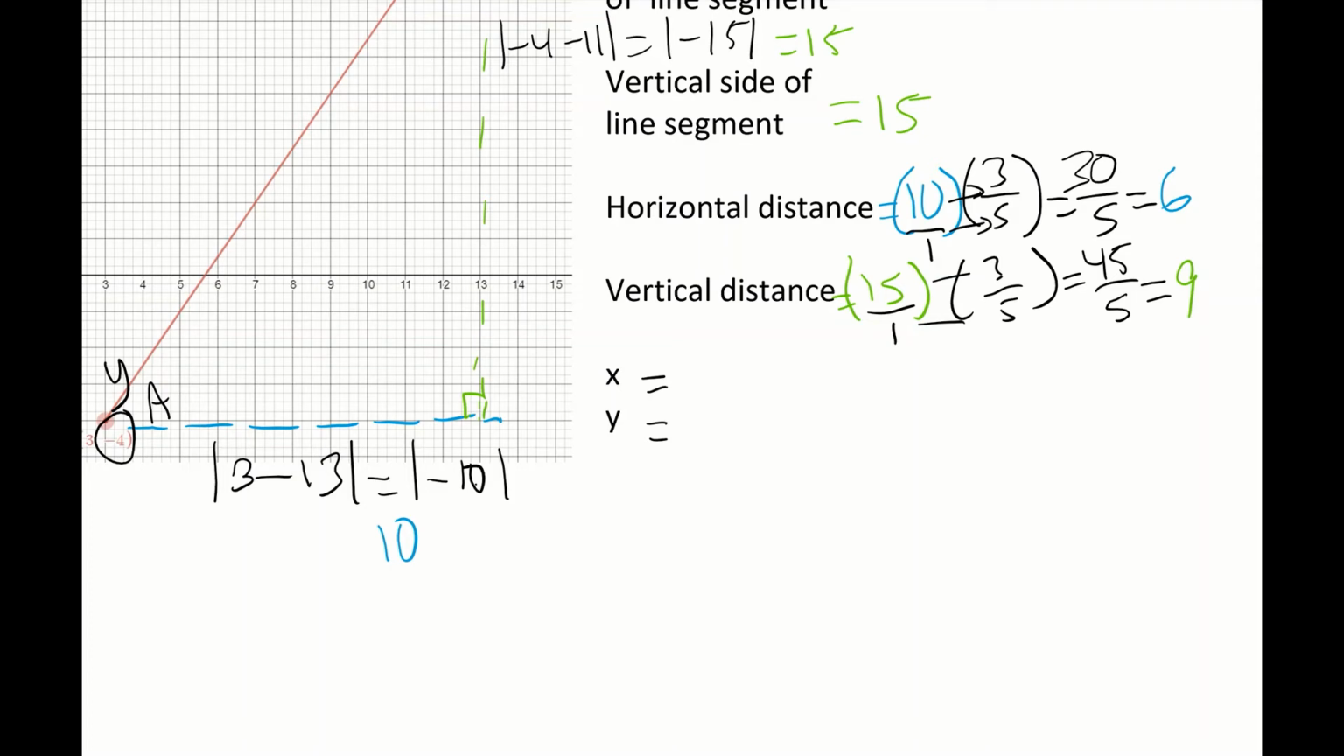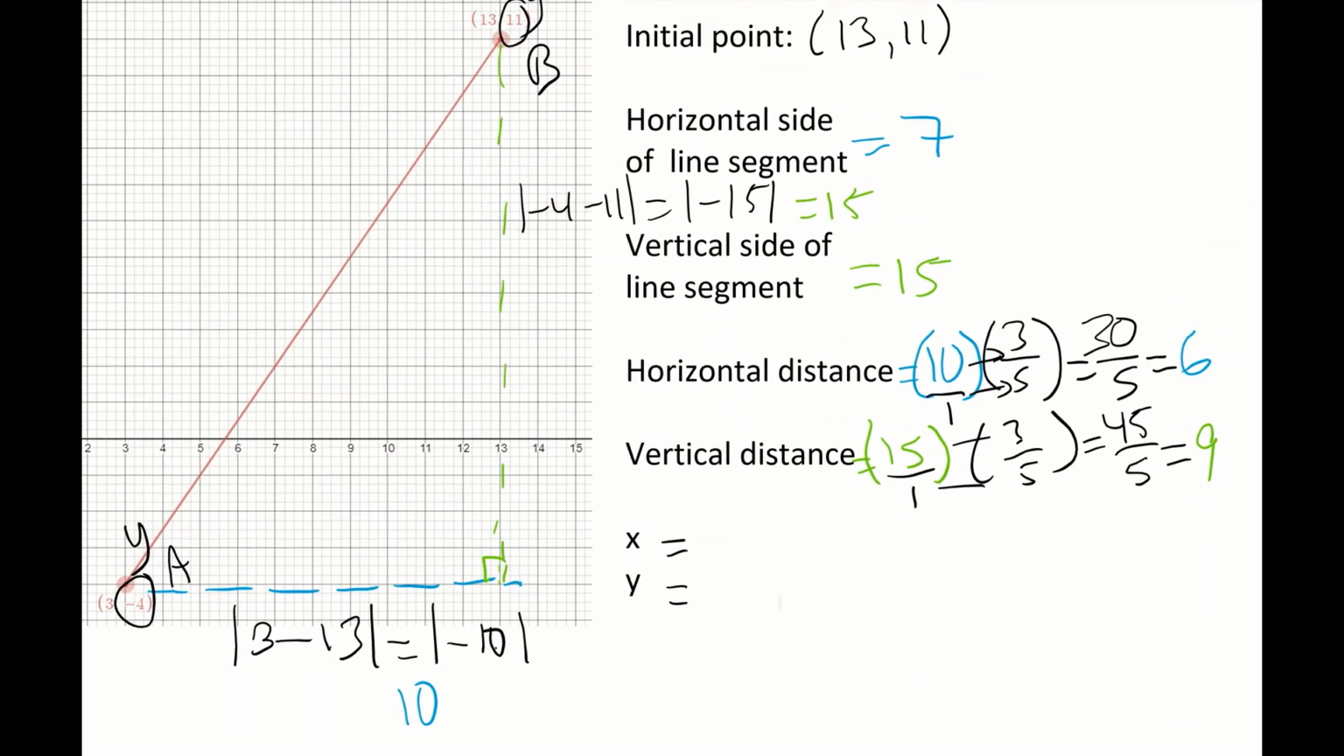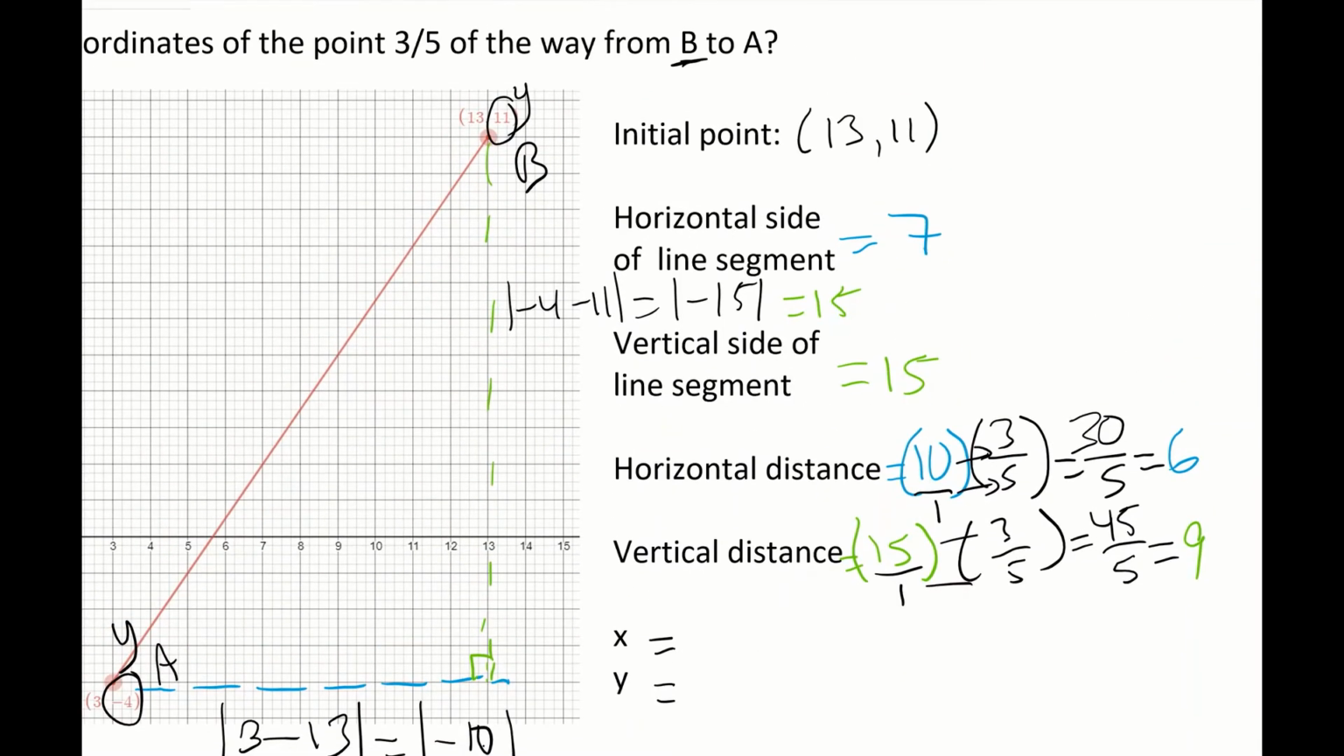So now this is what's going to change. Because our initial point is from B to A, I need to go to the left here, because I need to go to some coordinate here that cuts this, right? Then that means I've got to subtract. So I'm going to subtract the horizontal distance here. So I'm going to take the initial x value.